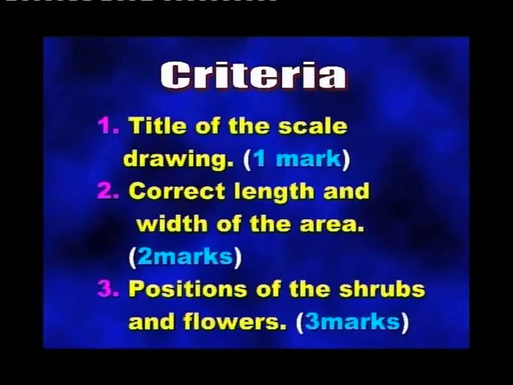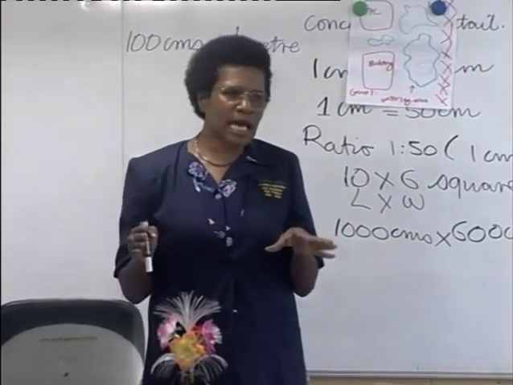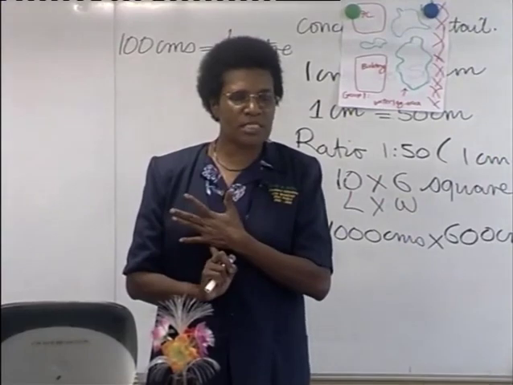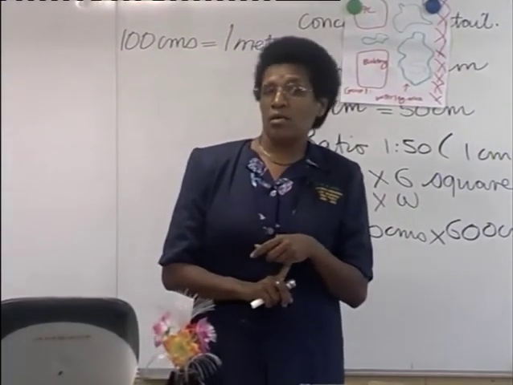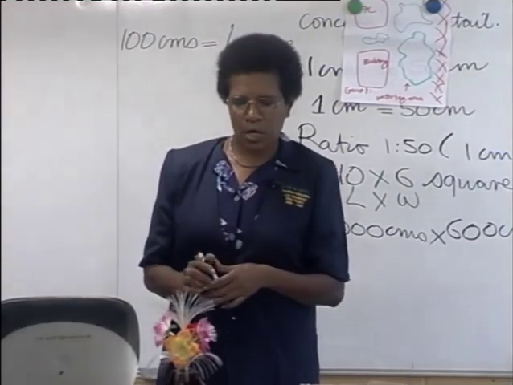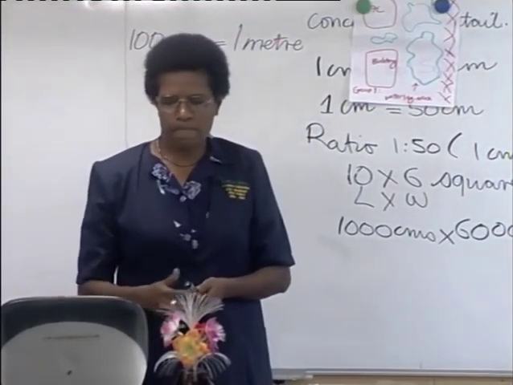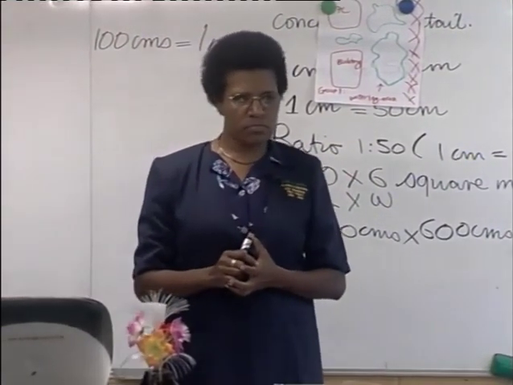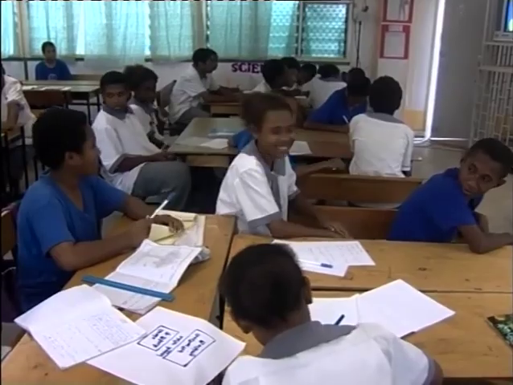Now, the third criteria is not clear, so I'd like you to listen as I read. It says positions of the shrubs and flowers. Now, on the scale, you have to show the positions of the flowers and the shrubs that have to be planted in that waterlogged area. If we can have Regina read for us criteria number 4.